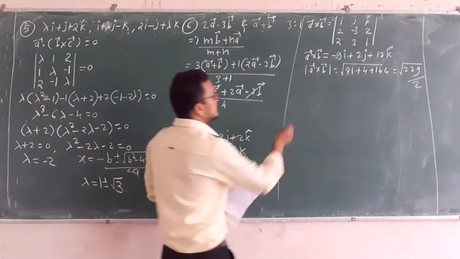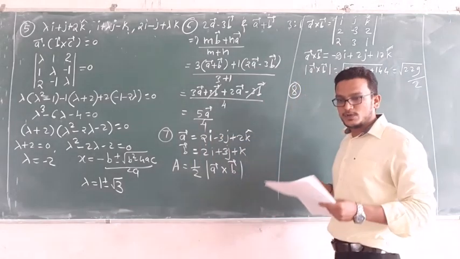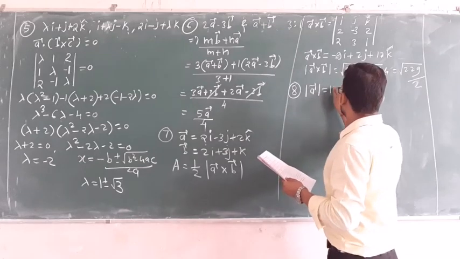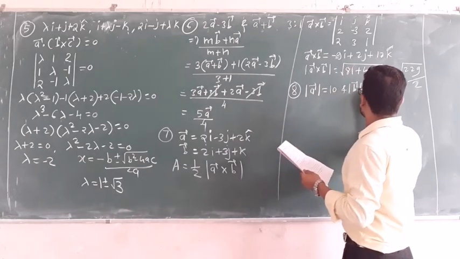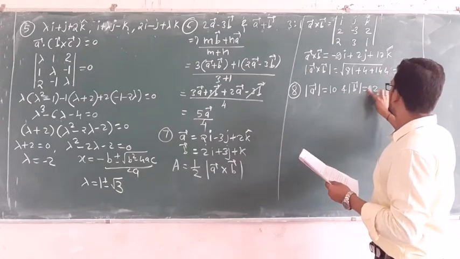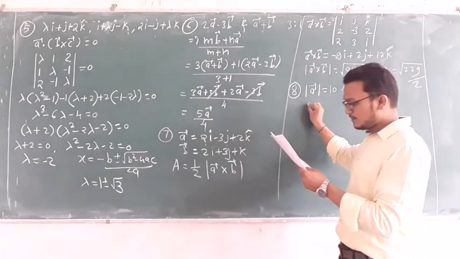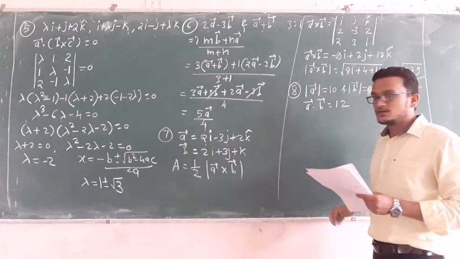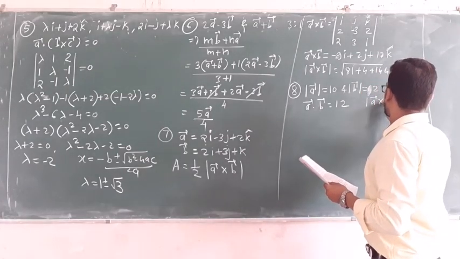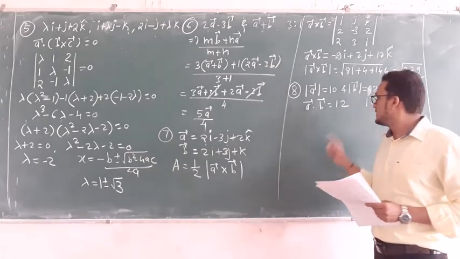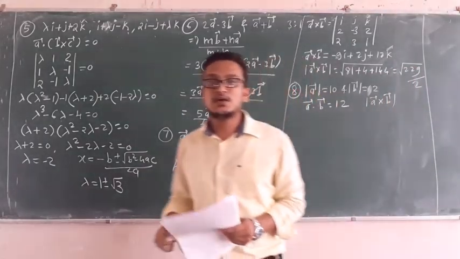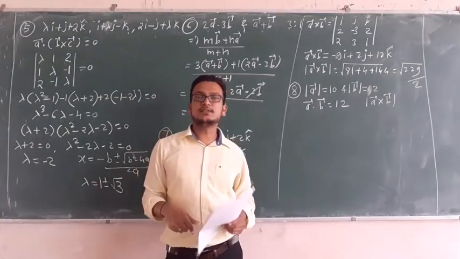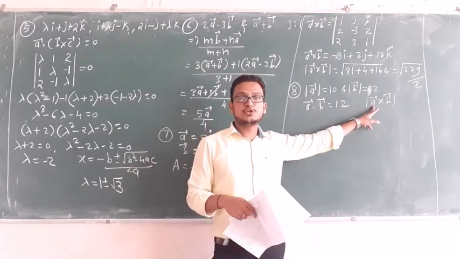Okay, next question, question number 8. They have given that the magnitude of vector A is 10, the magnitude of vector B is 2, and A dot B is equal to 12. Then find the value of the magnitude of A cross B. What is the A cross B formula? Magnitude of A cross B is magnitude of A into magnitude of B into sin theta. This is the formula to calculate the magnitude of A cross B.